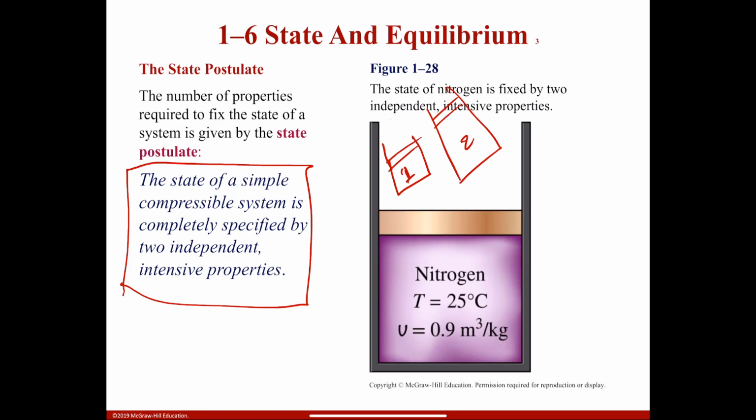By definition, you have to know, let's say, two intensive properties, temperature and pressure. If you have temperature and pressure at the different states, then you have your state defined. So the state postulate just tells you that you need to find two intensive properties to define the state. When your state is defined, your exercise is done. You can move on to the next state.